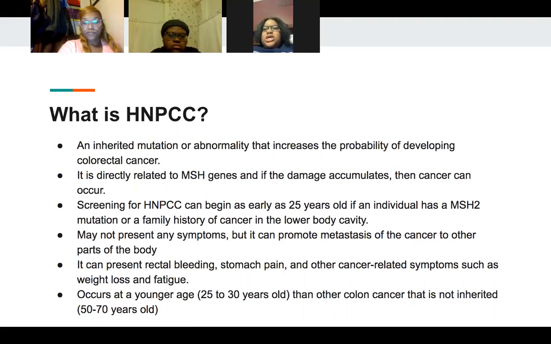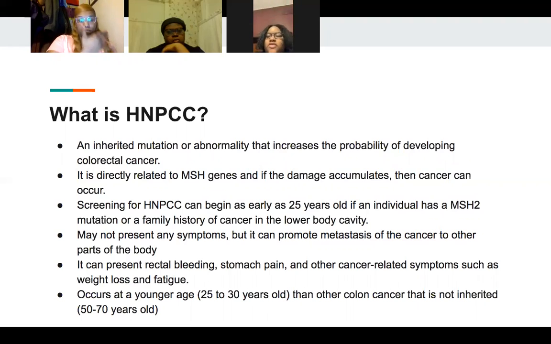It's just an inherited mutation that increases the probability of developing colorectal cancer, and is directly related to MSH genes that occur when cancer is in the body. Screenings for HNPCC can begin as early as 25 years old if an individual has that particular MSH2 mutation, or if the individual has a family history of colon cancer or cancer in the lower body.